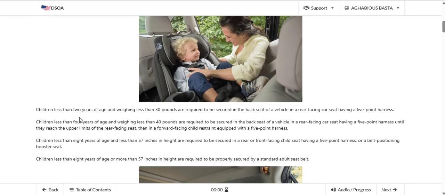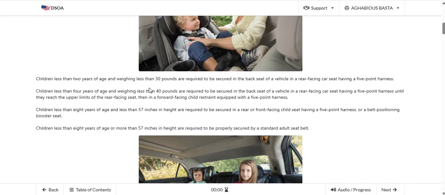NJS 39:3-76.2f. Children less than 2 years of age and weighing less than 30 pounds are required to be secured in the back seat of a vehicle in a rear-facing car seat having a 5-point harness. Children less than 4 years of age and weighing less than 40 pounds are required to be secured in the back seat of a vehicle in a rear-facing car seat having a 5-point harness until they reach the upper limits of the rear-facing seat, then in a forward-facing child restraint equipped with a 5-point harness.